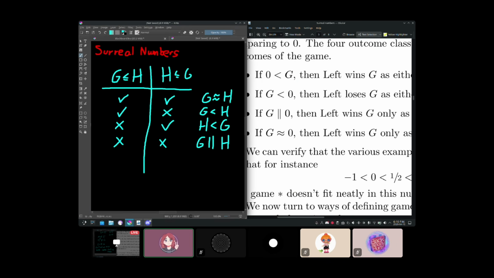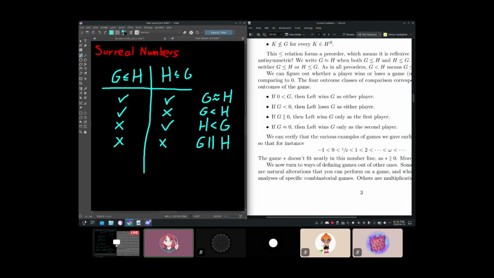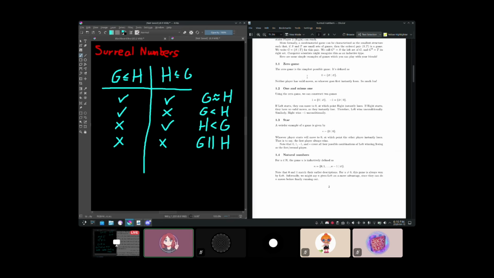Earlier I was talking about different outcomes of games, right? I mentioned that if you had, for instance, the 0 game, the 1 and -1, the star, these also give you 4 different outcomes, depending on if left is the first or the second player. And well, the idea is that these correspond to those same 4 outcomes, especially in the particular case where H equals 0. So let me just delete these things.